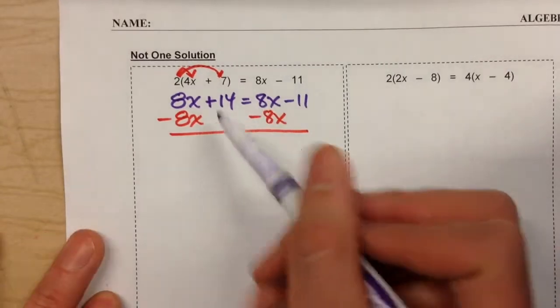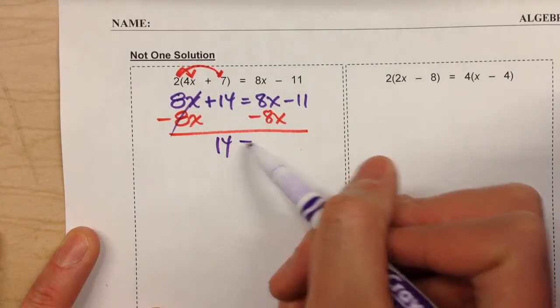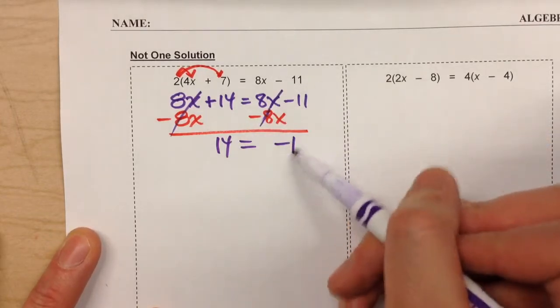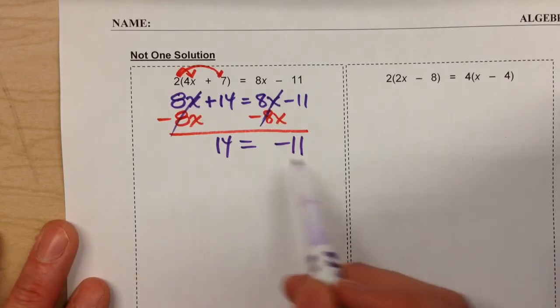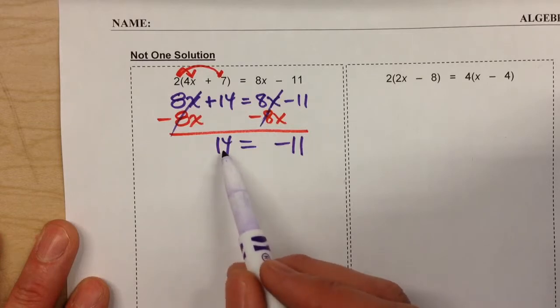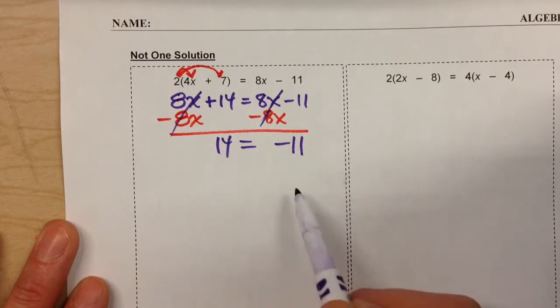So the 8x's undo each other. 14 drops down. Equals drops down. These x's undo each other. And negative 11 drops down. And look what ends up happening. I've got an equation that doesn't actually make sense. 14 equals negative 11? That's a contradictory statement.